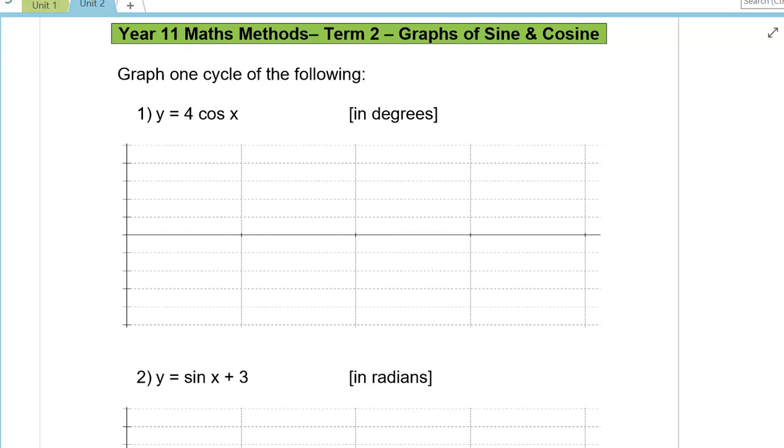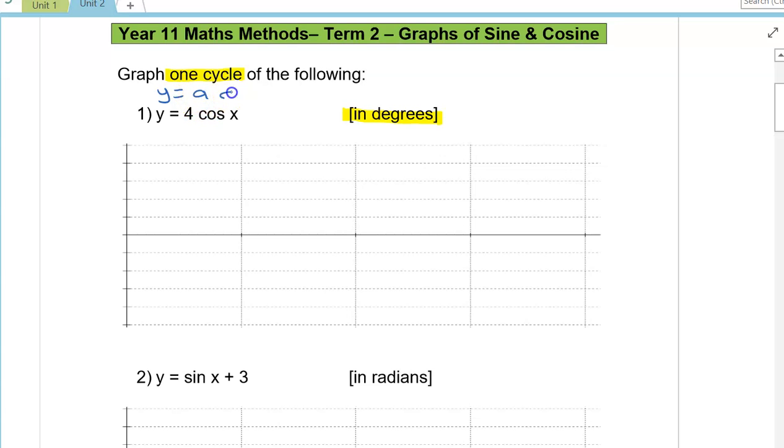So I'm just going to talk you through the first couple of questions on the worksheet that I've asked you to work through. So the first thing we need to identify is that we are trying to sketch a cos function, that we are working in degrees, and that we've been asked to sketch one cycle, one period. That means, let's just write down the general formula of a cos function so far.